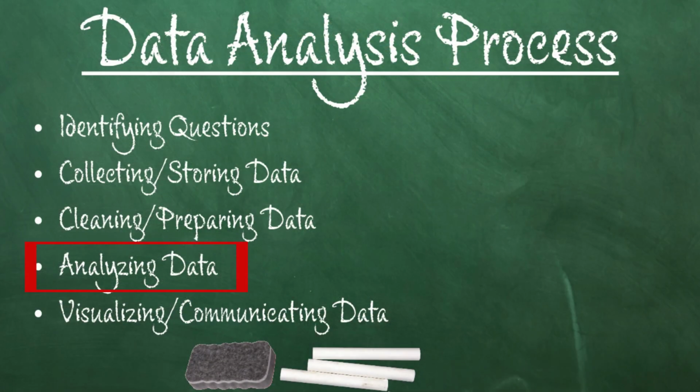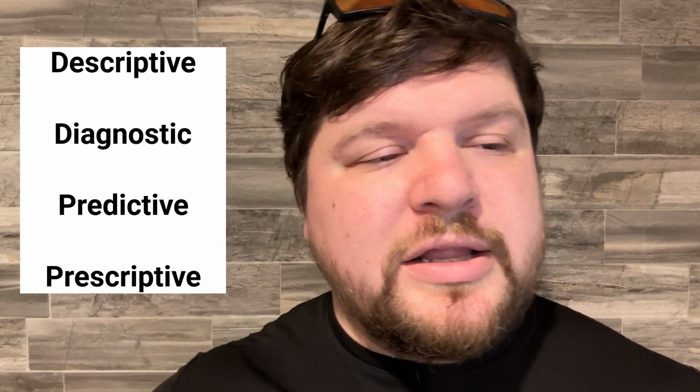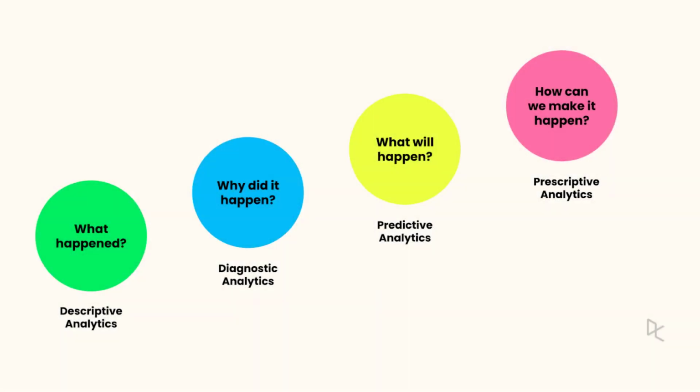Now, once our data has been collected, stored, cleaned, and prepared, we can move to the big step of the data analysis process, which is analysis. There are 4 different ways that we can analyze data. We break it down into descriptive analytics, diagnostic analytics, predictive analytics, and prescriptive analytics. An easy way to remember that is descriptive is what happened, diagnostic is why did it happen, predictive is what will happen, and prescriptive is how can we make it happen. If you guys want more information on this category, I'll link a great article below that really goes into detail of each of these categories.